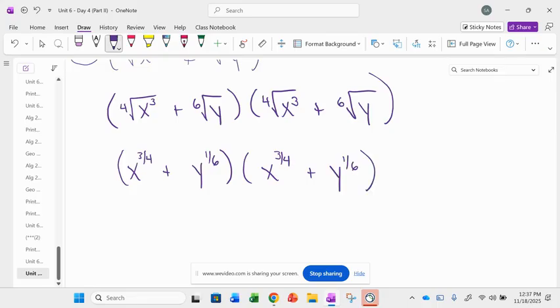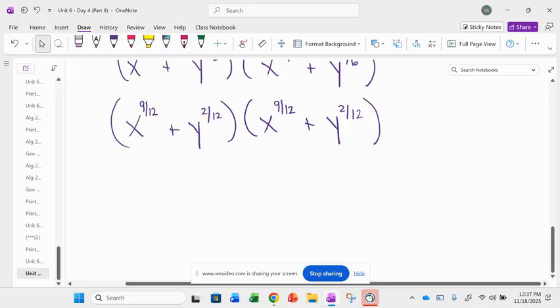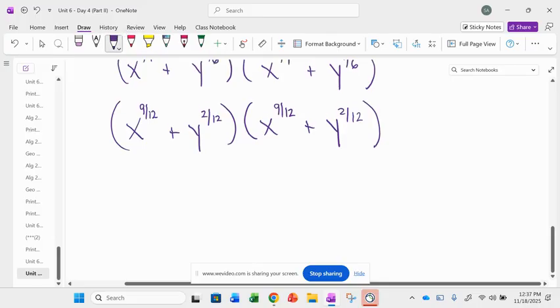And now we need to create a common denominator. What's our common denominator here? 12. So we're going to have x to the 9/12 plus y to the 2/12, and then again, x to the 9/12 plus y to the 2/12. And now we FOIL.